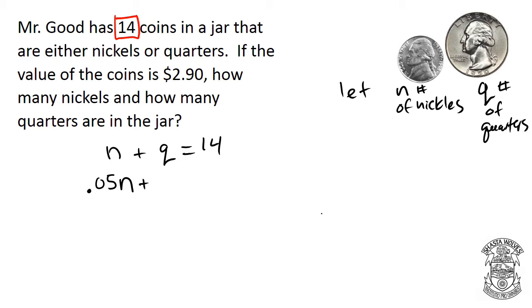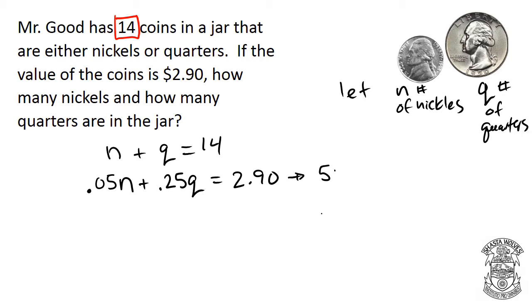Plus, my quarters are worth 25 cents each, so I write 0.25q. So what I have here is the value of my nickels plus the value of my quarters equals the value of $2.90. So here's my system of equations, and lots of good ways to tackle it. I'm going to choose to take the second equation and multiply through by 100 just so I can get rid of these decimals. It won't change much, it'll just look a little bit cleaner visually.